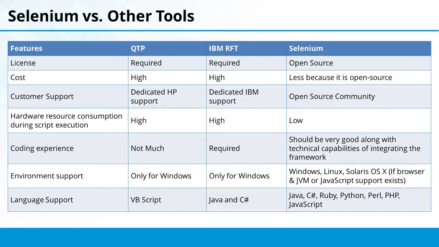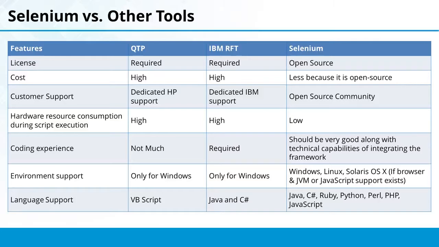Selenium versus other tools. Here we will be discussing three different tools: QTP, IBM RFT, and Selenium, and we'll compare all of them on the basis of a few features. License: required for QTP and IBM's RFT, while Selenium is open source. These two points, license and cost, are interrelated because the major cost goes into licensing.